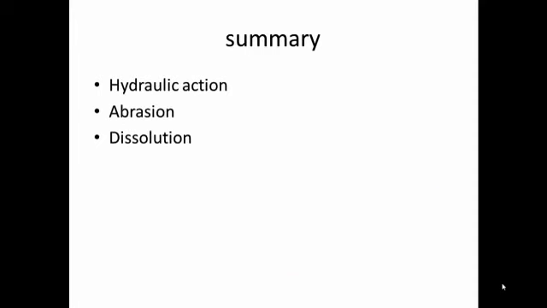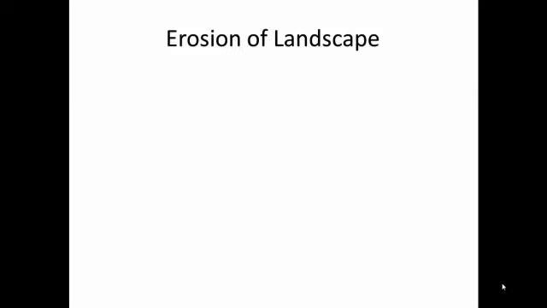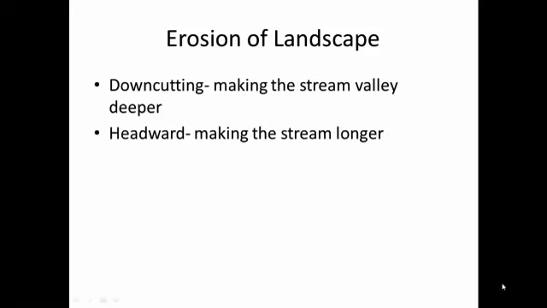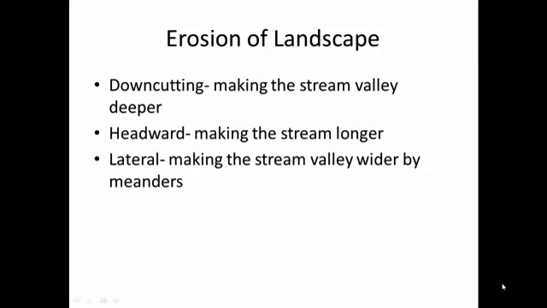In summary, the three major ways in which running water erodes bedrock are hydraulic action, abrasion, and dissolution. Which is the most effective? Yes, abrasion. As running water erodes the bedrock, it changes the landscape and its own stream valley. The three kinds of landscape erosion are downcutting, making the stream valley deeper; headward erosion, eroding the stream channel and its features further and further upstream; and lateral erosion, making the stream valley wider by the action of the stream's meanders.